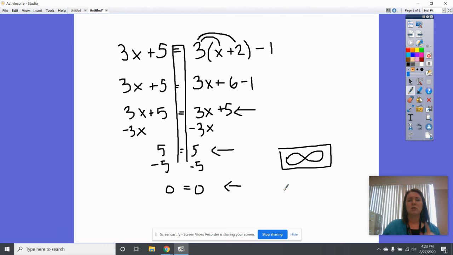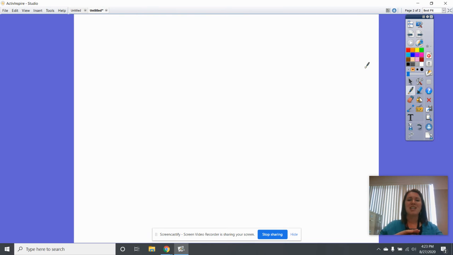I like to just do the infinity symbol and say, there's my answer, because it's infinite solutions. Anything will work. So that's the first type of solution, right? Infinite solutions. Any number will work. The number 1 will work, the number 5 will work, the number -2 will work, anything will work. The next type of solution is where nothing will work. We call that no solution. So let's try this one.